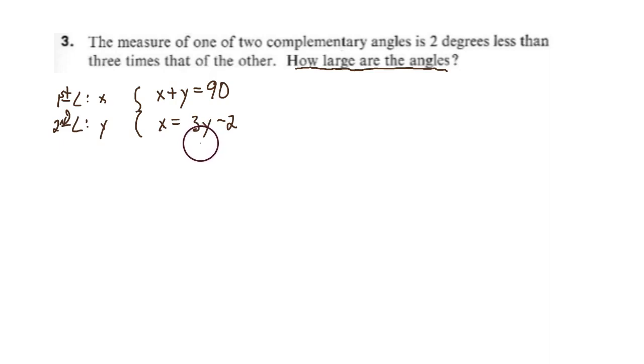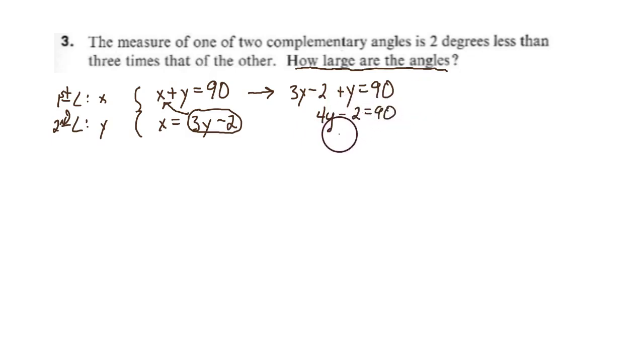Now, let's decide the best technique to solve this system. I'm going to use substitution method because in the second equation, the letter x is already solved in terms of the letter y. We can take this expression and substitute it in place of the letter x in the first equation. That will create 3y minus 2 plus y equals 90. 3y plus y is 4y. Now add 2 to both sides and divide by 4. y equals 23.